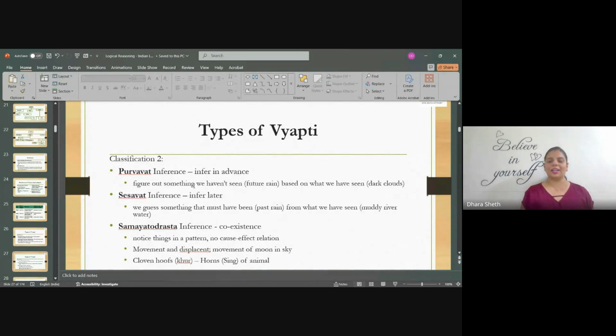You see a lot of dark clouds. In future, there will be rain. You are inferring something in advance. That is Purvavat inference. When you infer something later, it is Seshvat inference.